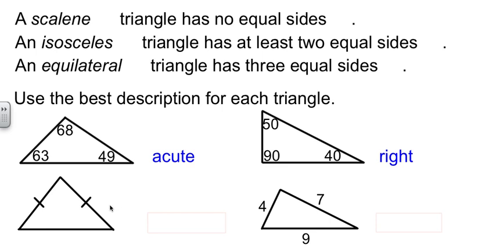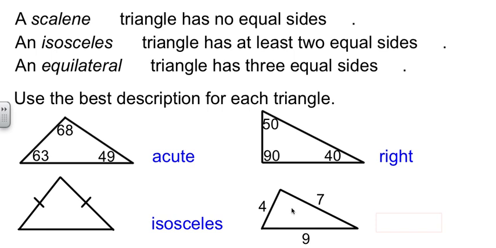Consider our third one here. It doesn't look like they tell us a whole lot. They tell us two sides are equal. Remember, the little marks mean they're equal side lengths. So we have two equal sides. We can call that an isosceles triangle.